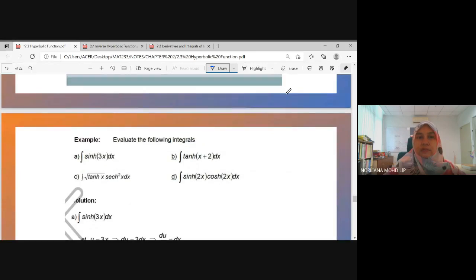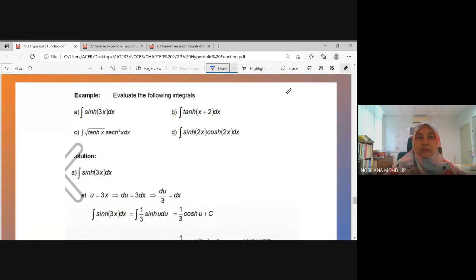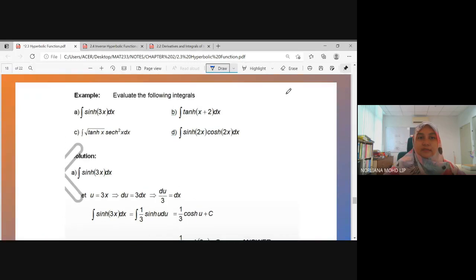We look at an example of integration for hyperbolic function. Okay, evaluate the following integrals. Okay, A is, find the integral of hyperbolic sin 3x.